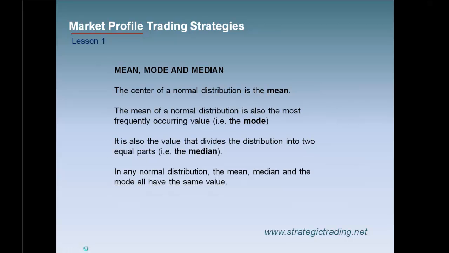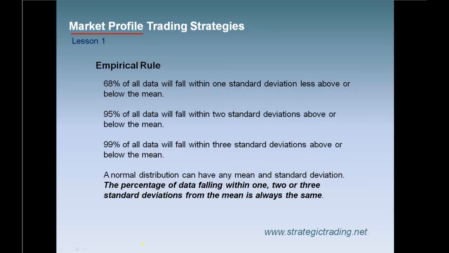Now we get to the empirical rule, which is a very important part of any normal distribution. What the empirical rule tells us is that 68% of all data will fall within one standard deviation above or below the mean. 95% of all data will fall within two standard deviations above or below the mean. And 99% of the data will fall within three standard deviations above or below the mean.